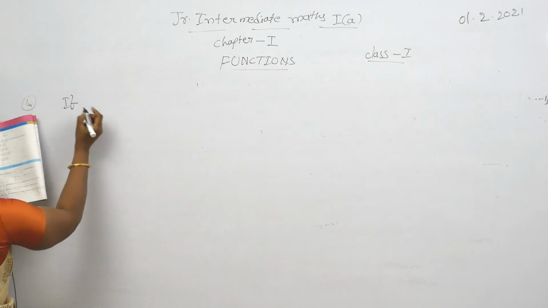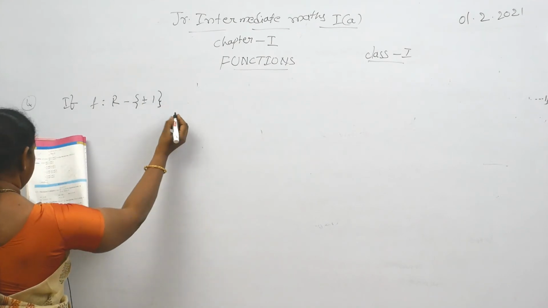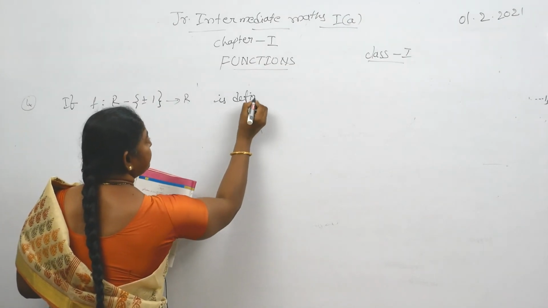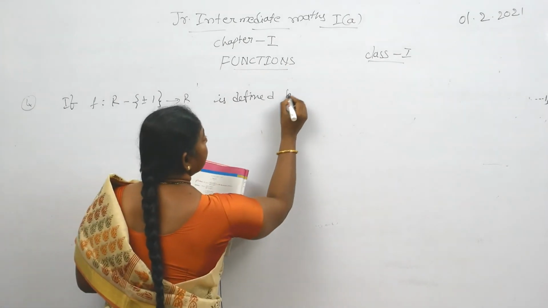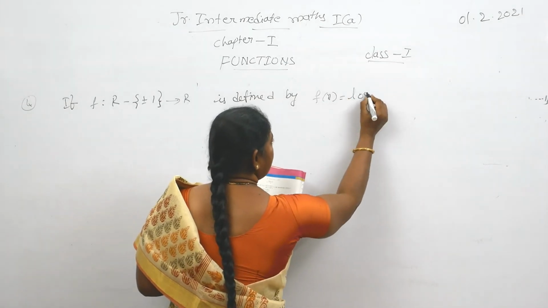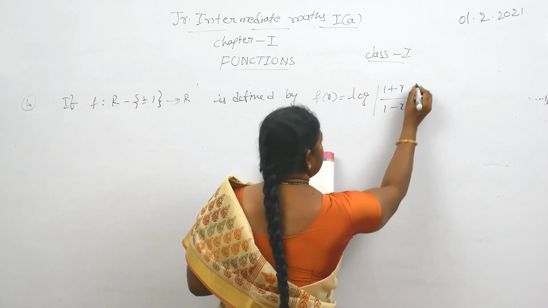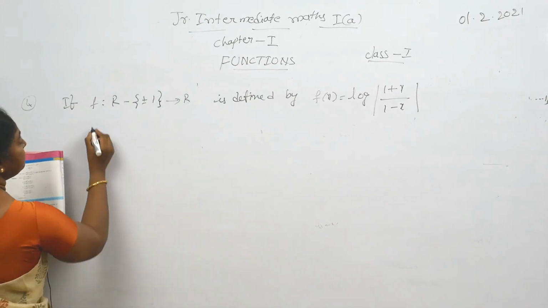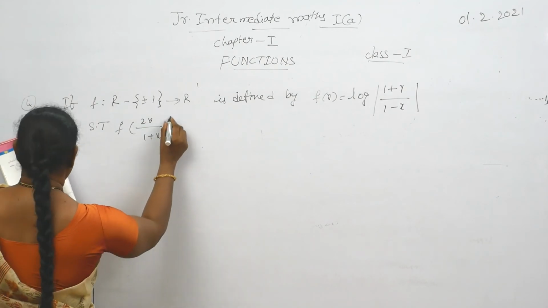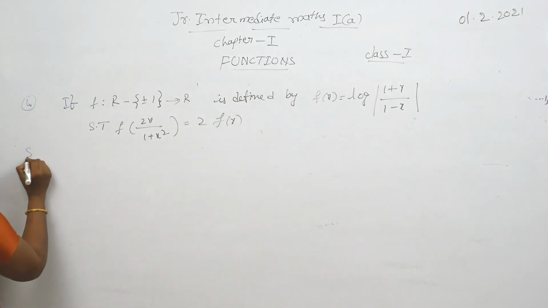If f from R minus set of plus or minus 1 to R is defined by f of x equal to log modulus of 1 plus x by 1 minus x, then show that f of 2x by 1 plus x square equal to 2 into f of x. Solution.